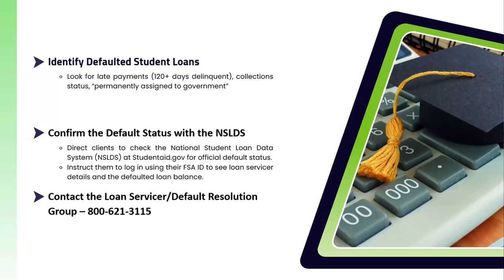Okay. Confirming the default status with the National Student Loan Data System. Your clients are going to go to studentaid.gov and use their FSA ID to log in to see their student loans, and they can see who the servicer is and figure out what collection agency they are reporting to. They may have to call the servicer to find out who they've transferred it to. That can be a little time consuming, but you're going to have to educate them on this.